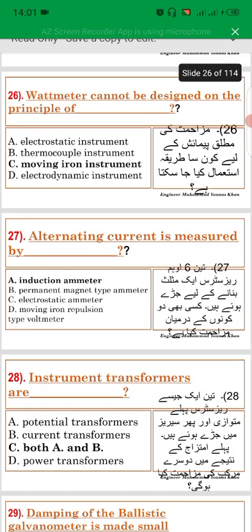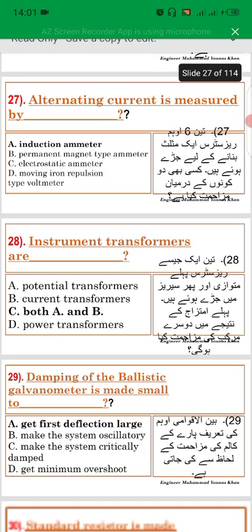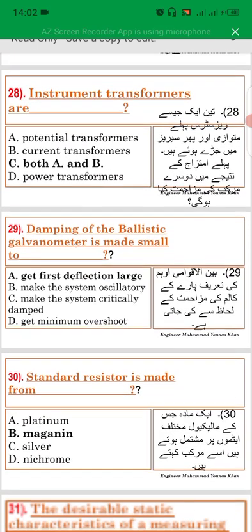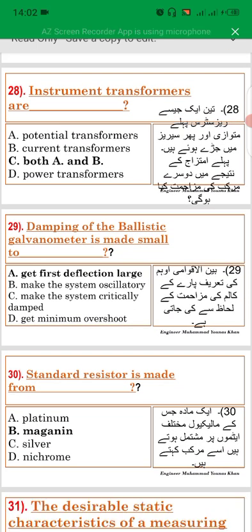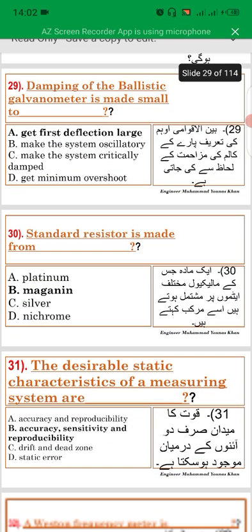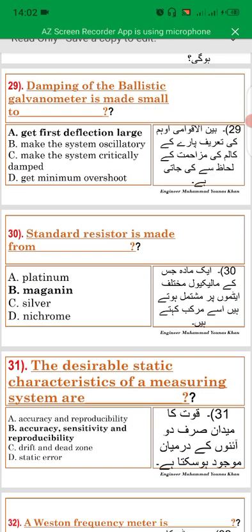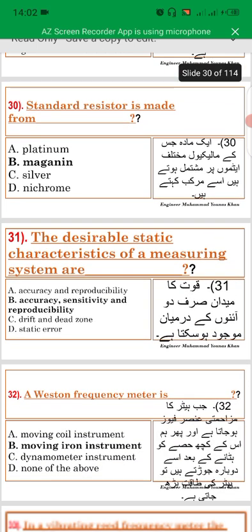Wattmeter cannot be designed on the principle of moving iron instrument. Alternating current is measured by induction instrument. Instrument transformers are potential transformer and current transformer. Damping of the ballistic galvanometer is made small to get fast, large deflection. Standard resistor is made from manganin.